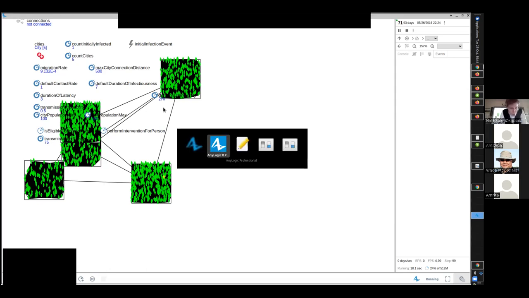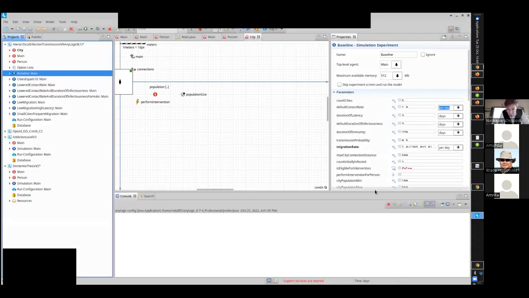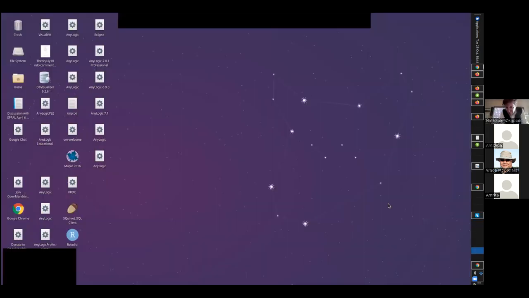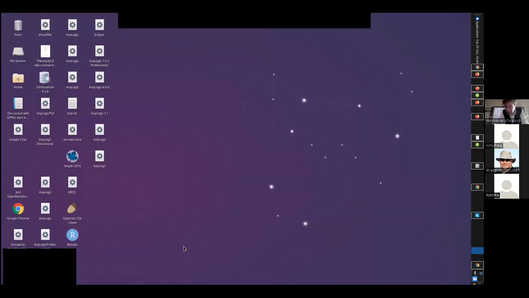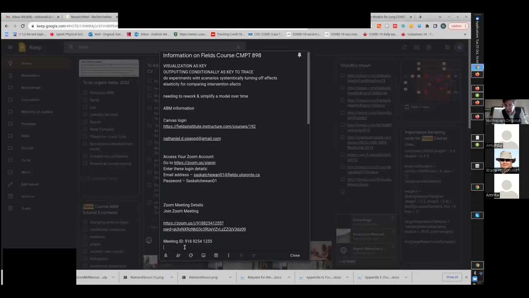Okay, so this is one model I wanted us to look at. We'll return to it. But before that, I wanted to look at another model as well. Specifically, it's a model called multi-clinic SIS hybrid saturation effects on lock-in. Okay, so we're going to go download that as well.